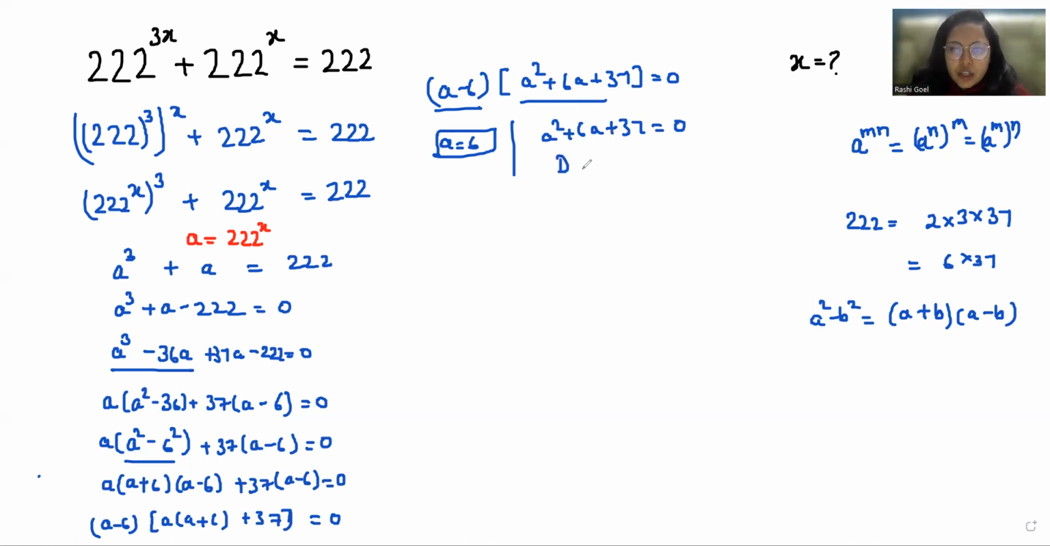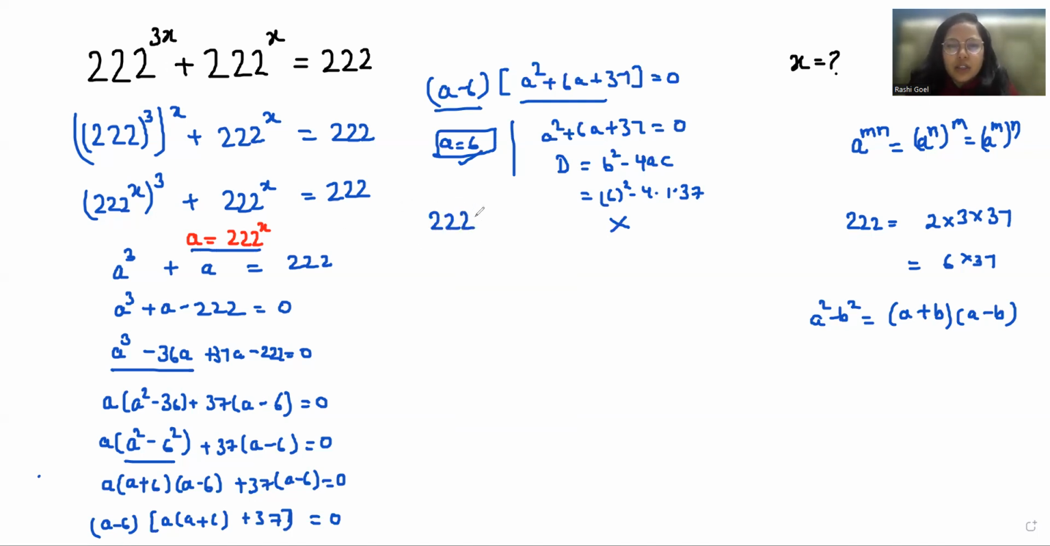So first we check with the discriminant rule whether their roots exist or not. b square minus 4ac. So that is 6 square minus 4 times 1 times 37. So 4 times 37 is greater than 36. So real roots do not exist, because 222 power x cannot be negative. So we are going to use a is equal to 6 only.